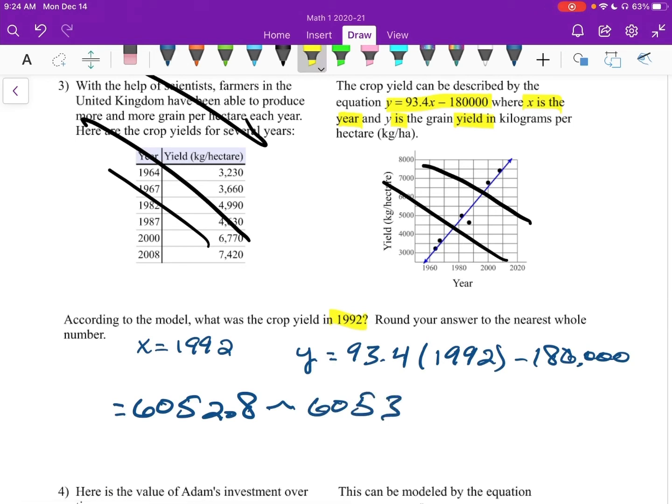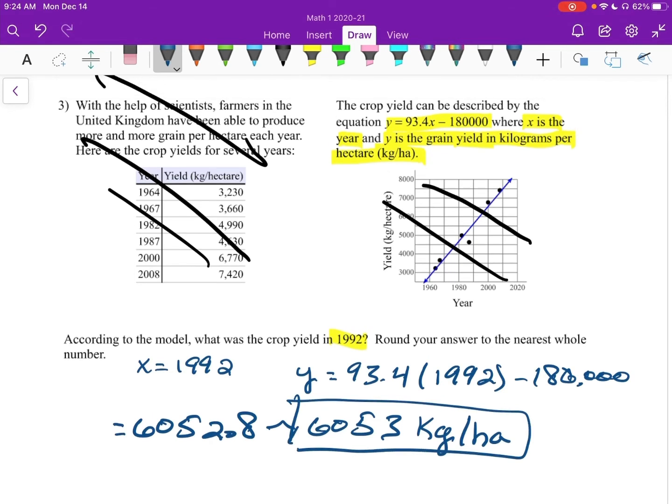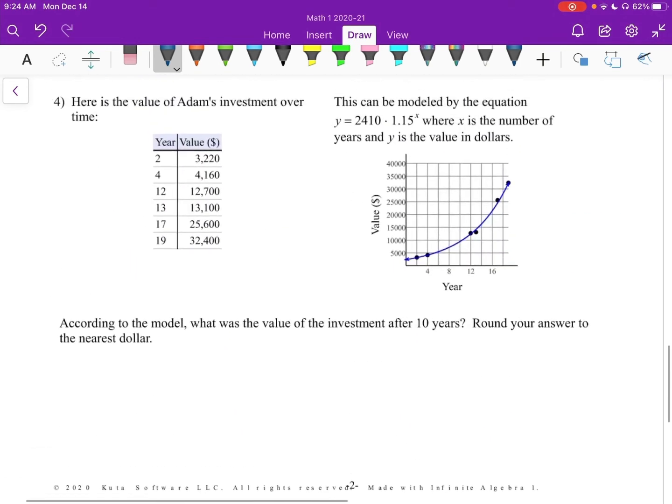I look back up here. Y is the grain yield in kilograms per hectare, and they actually have the nice little units there, so it's going to be kg/ha. There we are. Right. Big thing for standardized tests. Ignore the data you don't need. And after you take a couple of the PSAT or the SAT, you'll be able to do this a little bit faster. So number 4.